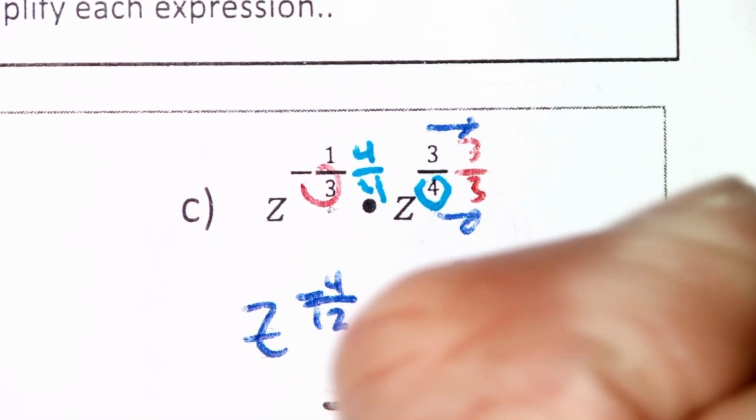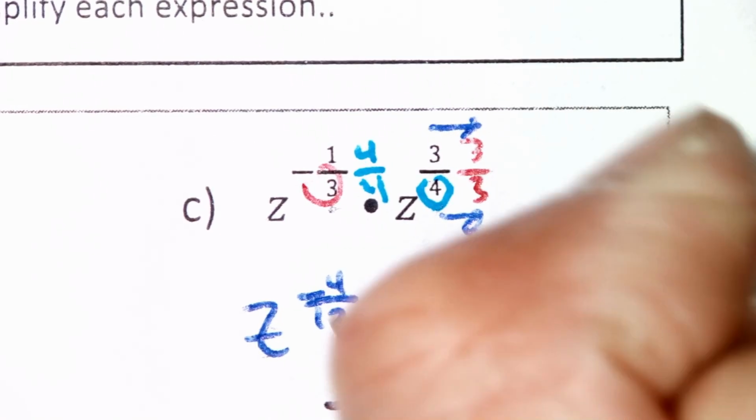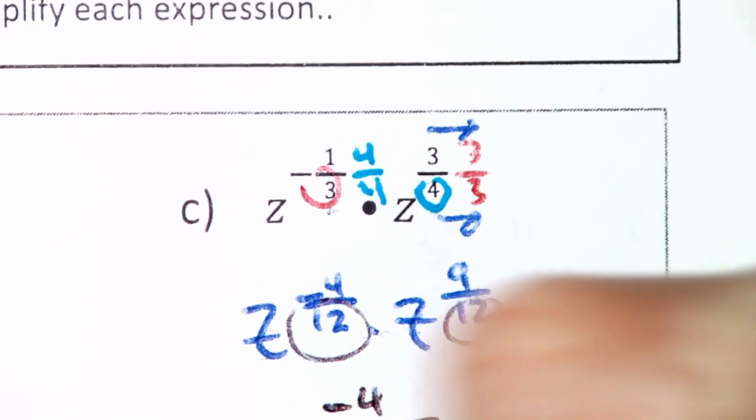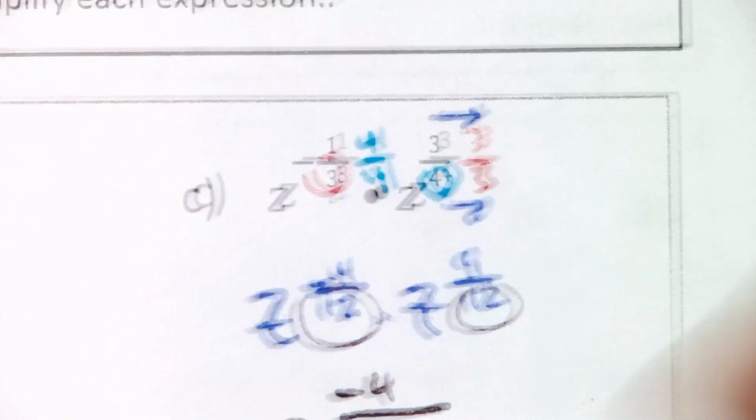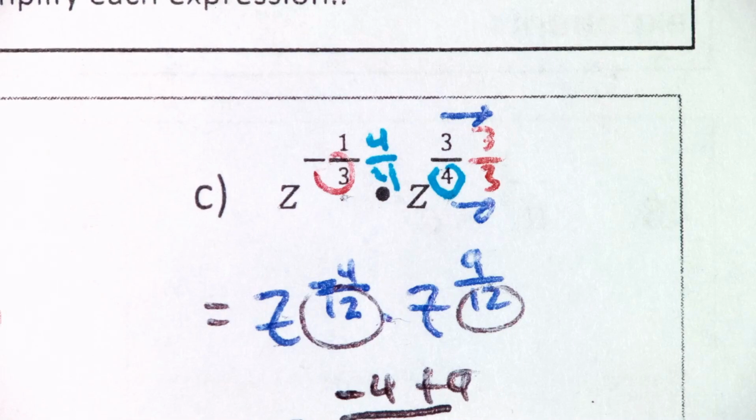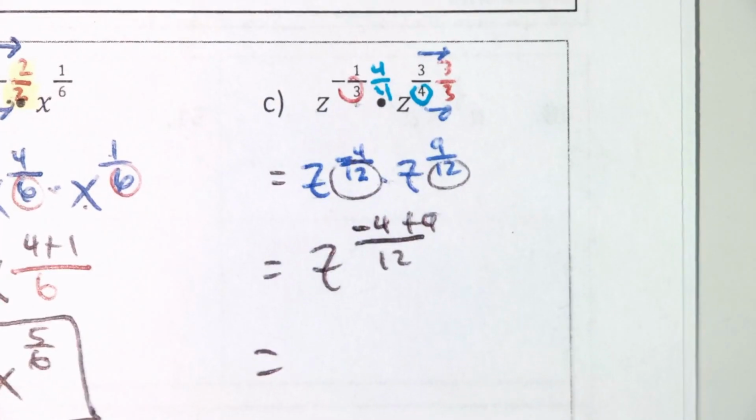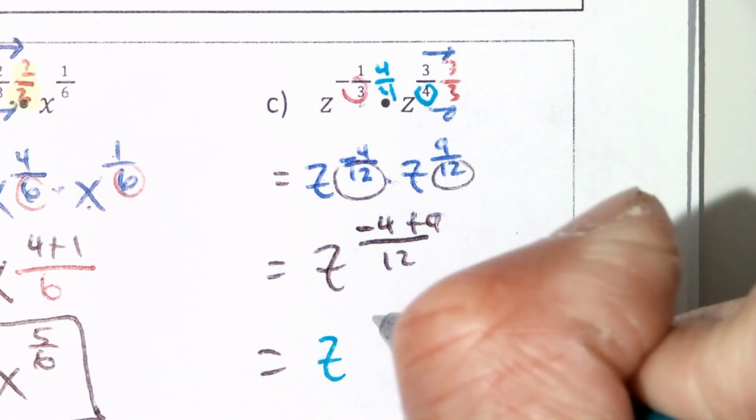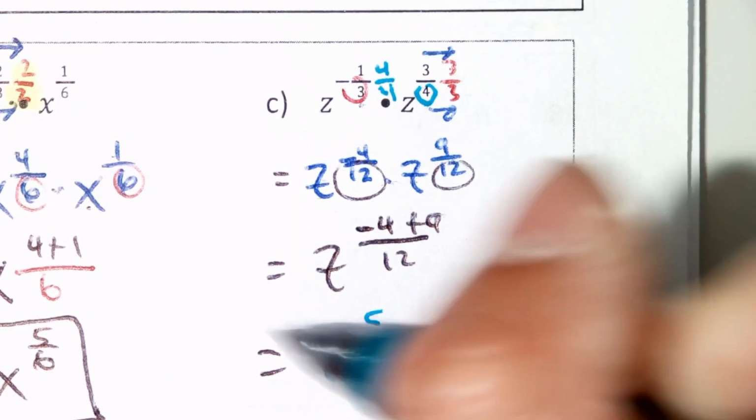So now I'm going to do z to the negative 4 over 12 plus 9. Okay, I can add the tops. Let me zoom out here, give me a second. And then we'll get z to the 5/12 is our answer.